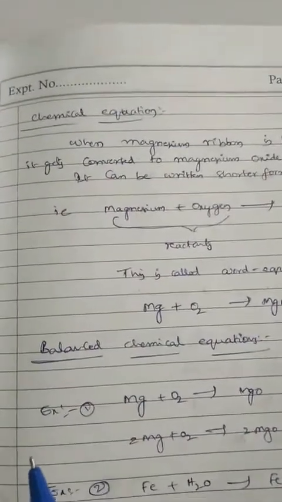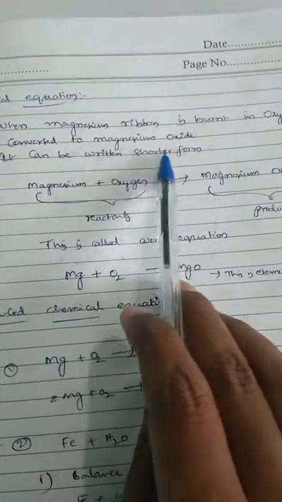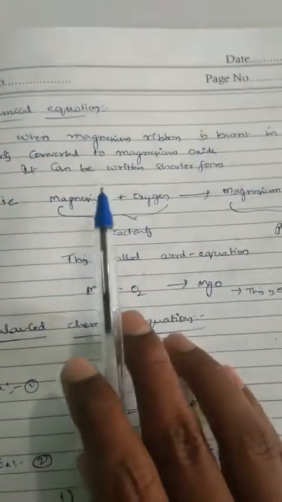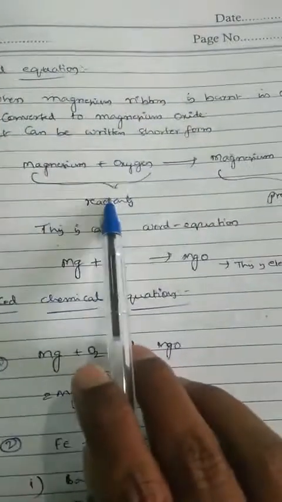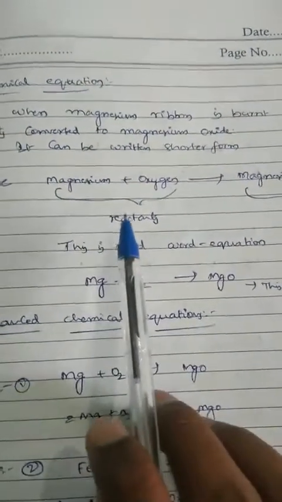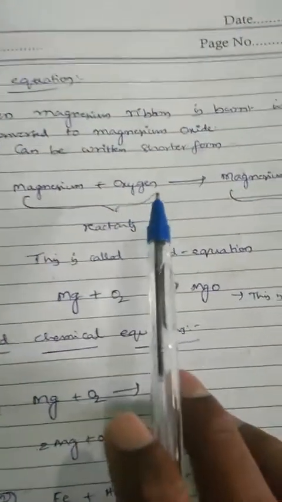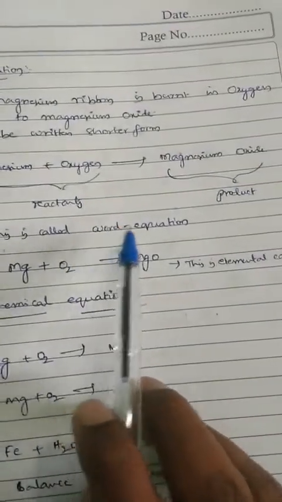Here we can say one point, that is, during a chemical change, chemical reactions take place. Now our lesson is chemical reactions and equations. What is an equation? For example, when magnesium ribbon is burnt in oxygen, it gets converted to magnesium oxide. It can be written in shorter form. Magnesium plus oxygen gives rise to magnesium oxide. This shorter form is called a chemical equation. In this equation, a chemical change takes place. This is called a word equation.